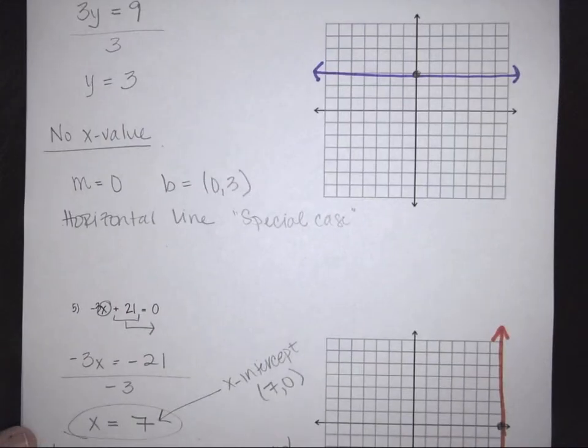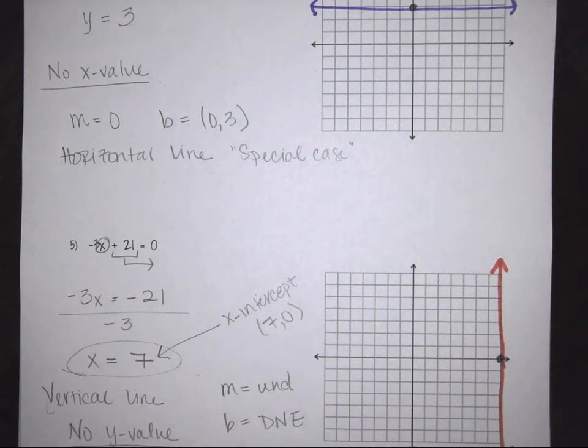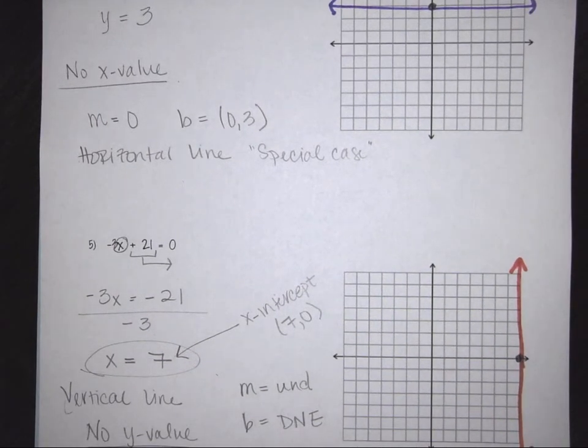So there you have it. You have all these different cases or examples that show you exactly what you need to do in order to graph all different types of lines using strictly your slope and your intercept point.